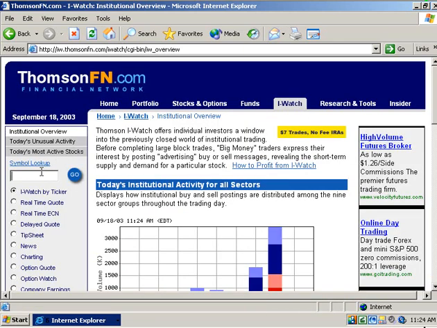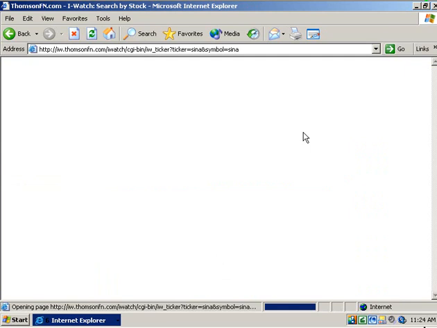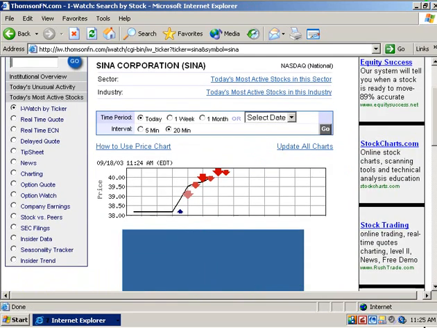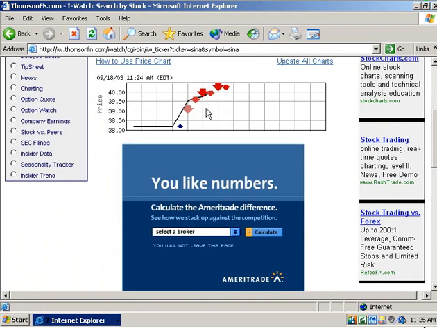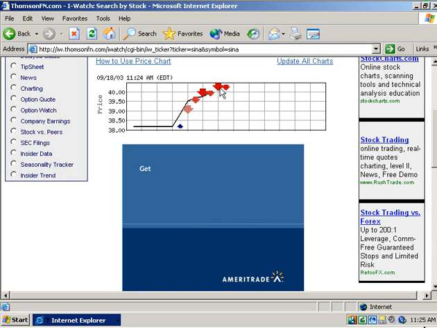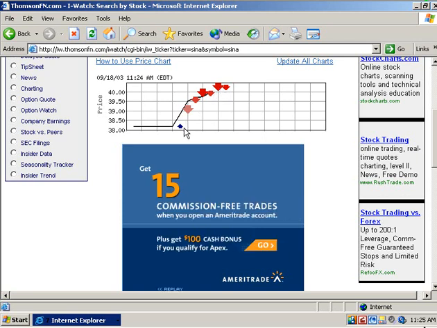Okay, definitely we want to put in the symbol SINA and hit the go button. Okay. Now, how do we read this? We've got what we call a price chart right here. This is our price chart. It's either going to be dominated by the red down arrows or the blue up arrows, okay? The red down arrows mean heavy selling, and the blue up arrows mean heavy buying, okay?